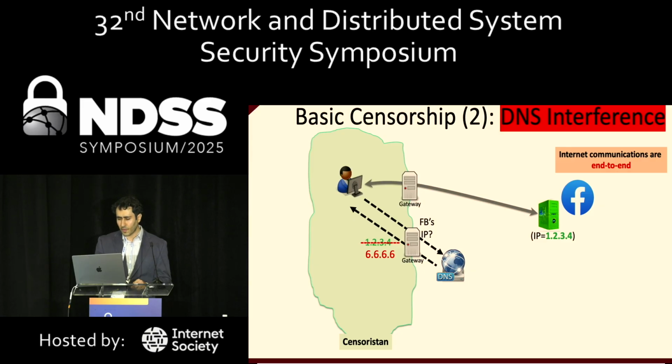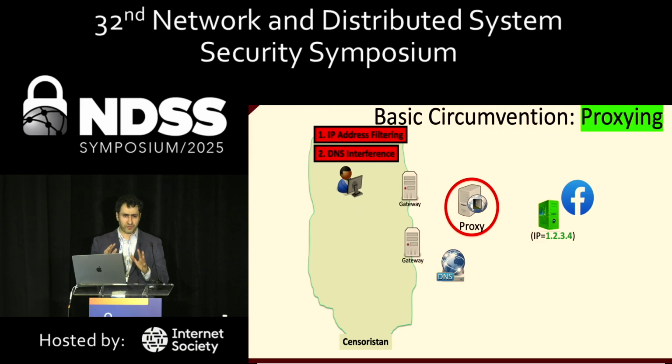This is the second most classic form of censorship. Now, I'm pretty sure you've heard of proxies and VPNs. And proxies and VPNs have been designed in part to help with bypassing IP address blocking and DNS interference. And the idea is that now instead of you directly going to Facebook or asking for the IP address of Facebook, you will use a computer outside Censoristan, and you will connect to that computer, and your connection is encrypted, so nothing can be seen from your traffic.